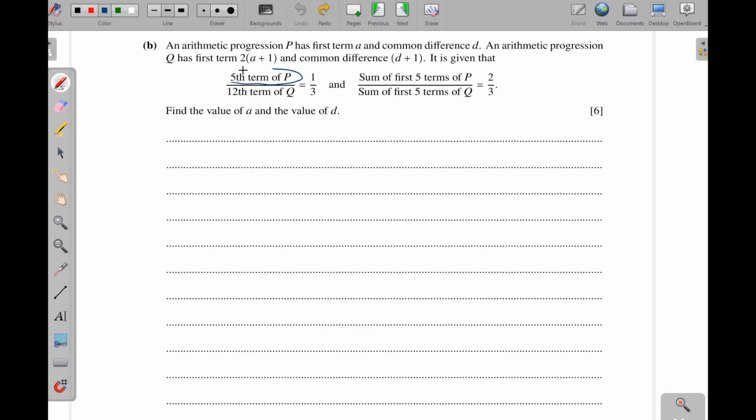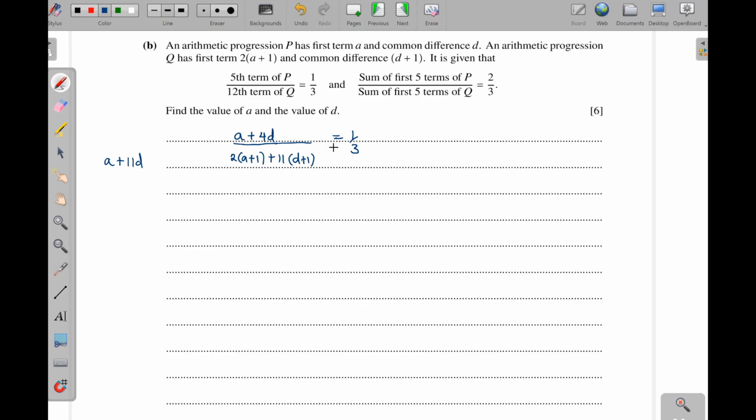Now, the fifth term of P here is going to be A, then plus 4D. Okay? Then out of the 12th term, remember, it is supposed to be A plus 11D. But the first term of this AP Q is this one here. So we have A, which is 2 into A plus 1, then plus 11 times the D. But what is the D for Q? Is D plus 1. Okay, so we shall put D plus 1 like that. Then we equate this one to a third.